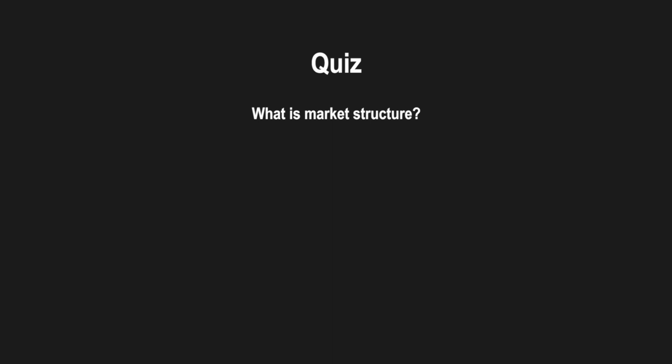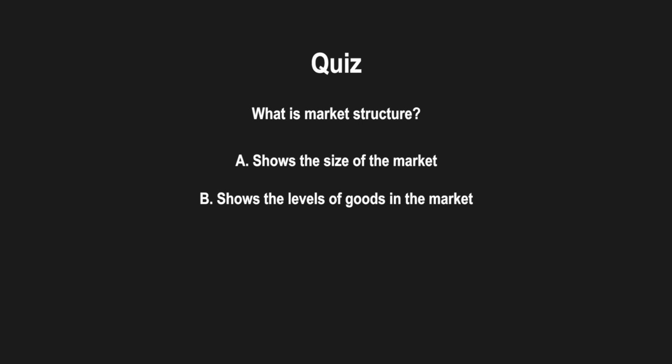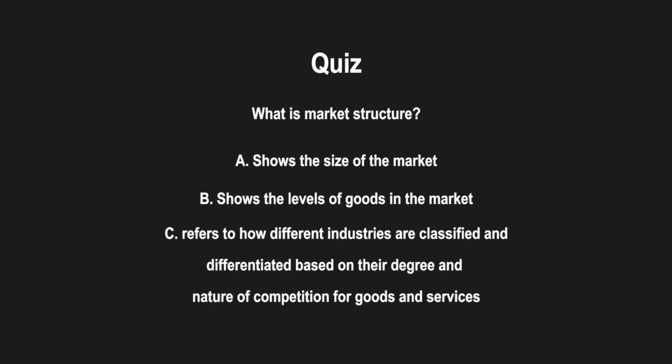So let's do a short quiz and answer the question: what is market structure? What does it show? Does it show the size of the market? Does it show the levels of the goods produced? Or does it refer to how different industries are classified and differentiated based on their degree and nature of competition for goods and services? Of course, the answer is that it refers to how different industries are classified and differentiated based on their degree and nature of competition for goods and services.